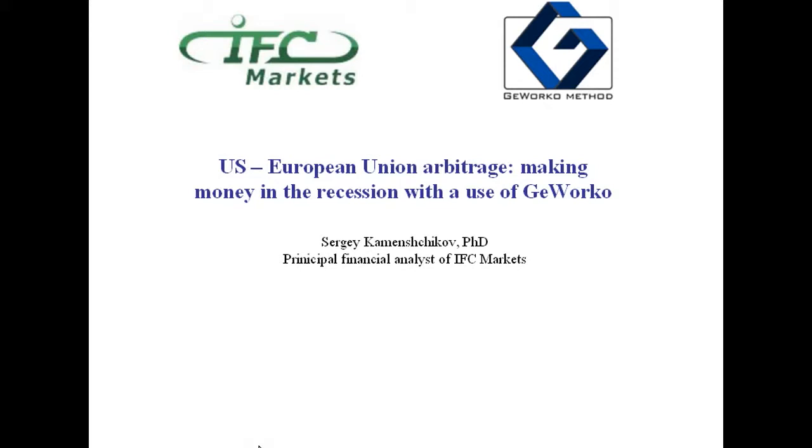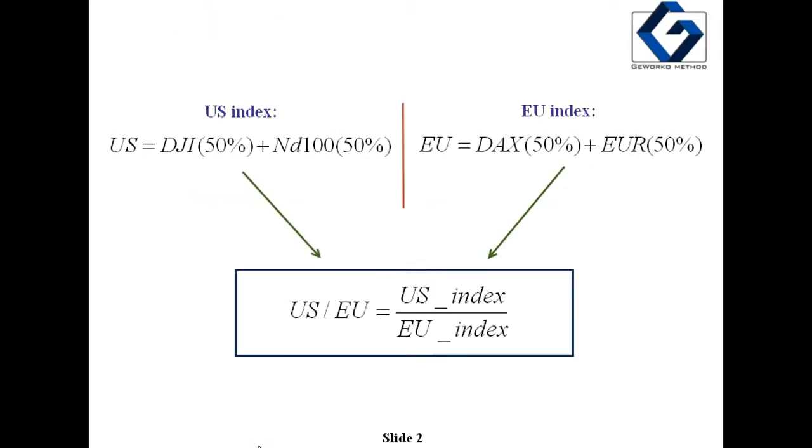Today, we are considering arbitrage of two portfolios that characterize the US and the European Union economy respectively. We compare them by means of synthetic instruments drawn up on the basis of the original GeWorko method developed by IFC Markets. Here we come up with a comparative analysis. We form two indices that characterize the state of the US and the European Union economies, two assets in each one.